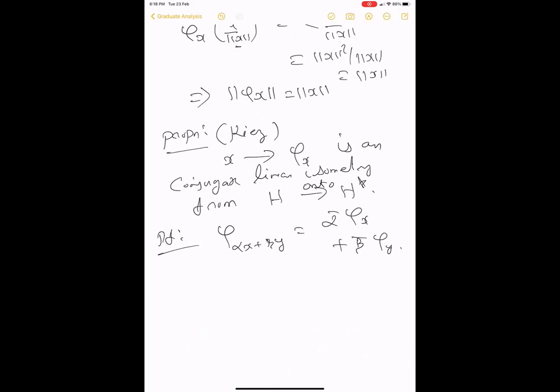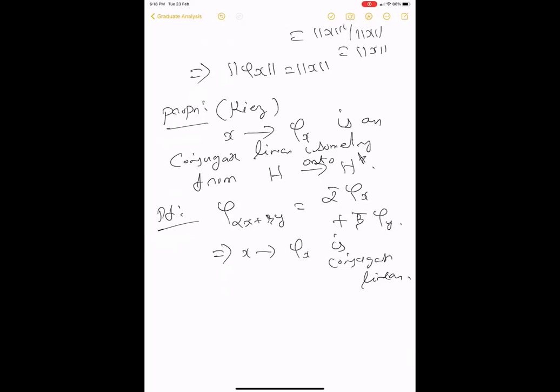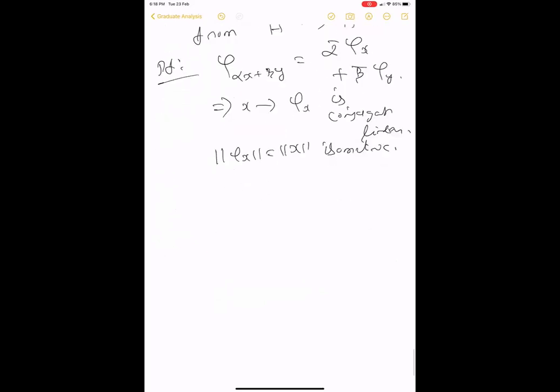So it's clearly conjugate linear. The map x going to phi_x is conjugate linear. That is what conjugate linear is. It will preserve the summation, and scalars will come out as the conjugate, as alpha bar. And it's clearly isometric. We have proved that norm phi_x is equal to norm x, so it's isometric. All we have to prove is that it's onto. Isometric is automatically one-to-one. You don't have to worry about injectivity.